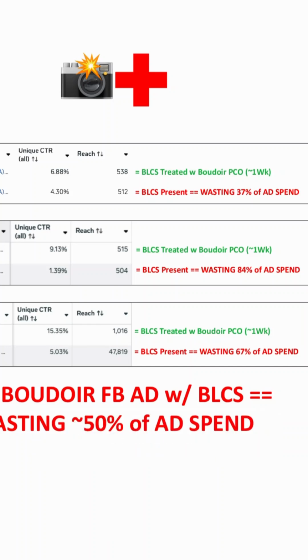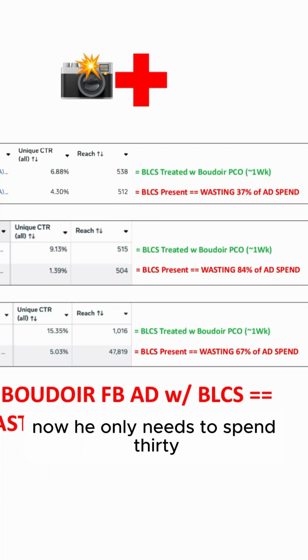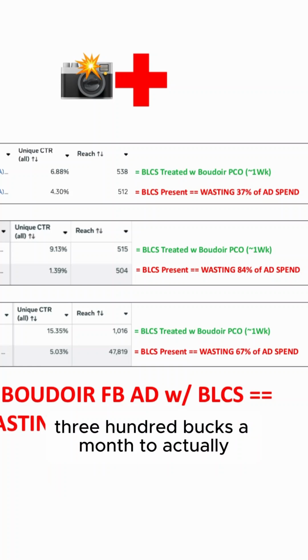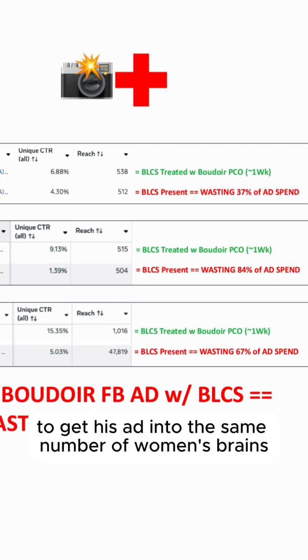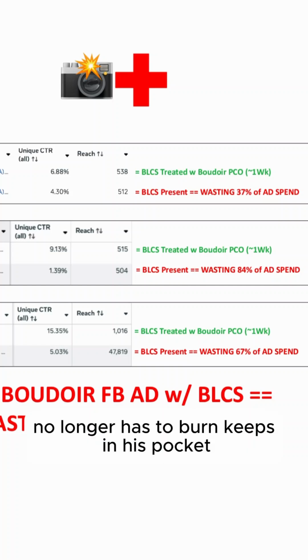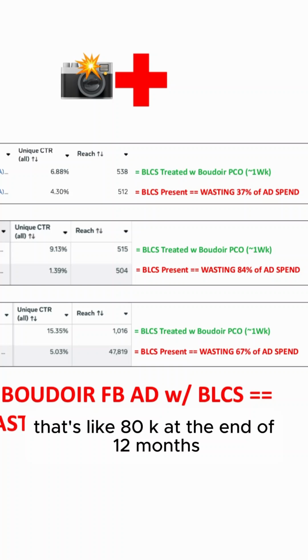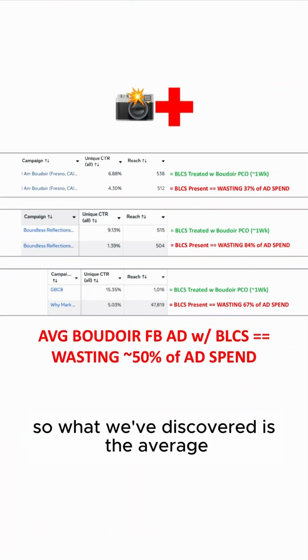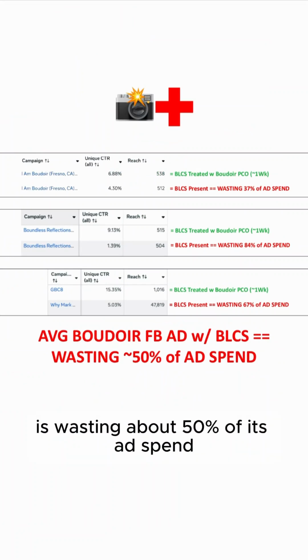As a result, now if he's spending 10 grand a month on the original Boudoir Facebook ad, he only needs to spend 3,300 bucks a month to get his ad into the same number of women's brains. So 6,700 bucks a month he no longer has to spend, no longer has to burn, keeps it in his pocket, kind of like a 6,700 bucks per month bonus. That's like 80K at the end of 12 months. So what we've discovered is the average Boudoir Facebook ad with BLCS is wasting about 50% of its ad spend.